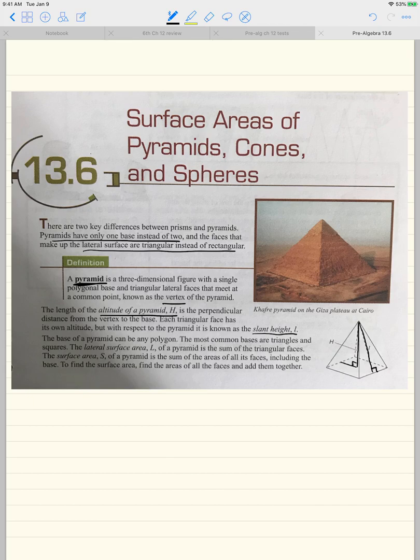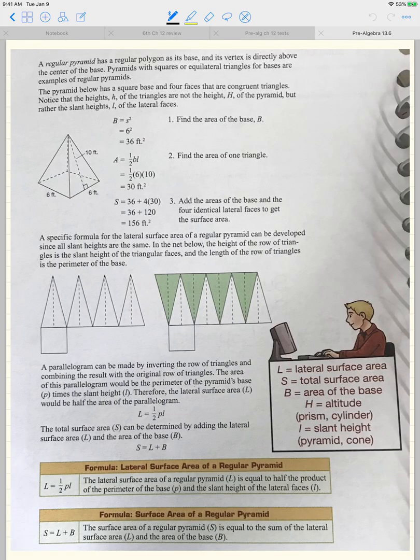The base of a pyramid can be any polygon. The most common bases are triangles and squares. The lateral surface area, capital L or big L, of a pyramid is the sum of the triangular faces. The surface area, capital S or big S, of a pyramid is the sum of all of the areas of the faces, including the base. So very similar to what we worked through yesterday. To find the surface area, find the areas of all the faces and then add them together.